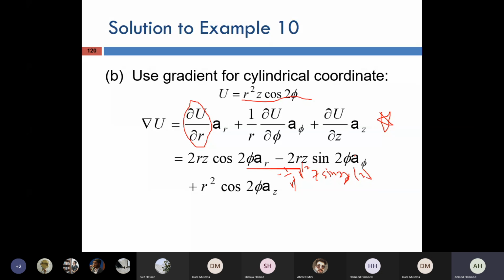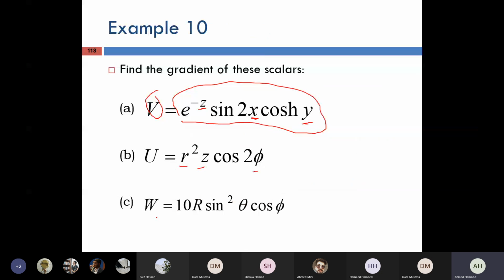The last one, you differentiate based on z. Z you have only here. The derivative of z is 1. You just write r square multiplying by cosine 2 phi. That's it. Once you see the last one, w is equal to 10 r sine theta cosine phi. You have the variables r, theta, and phi.